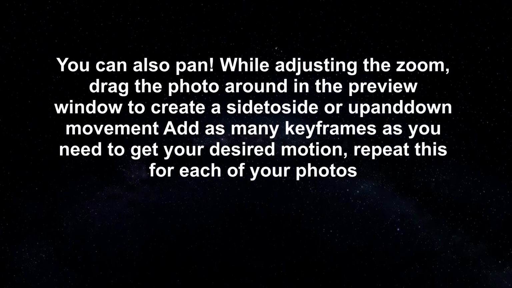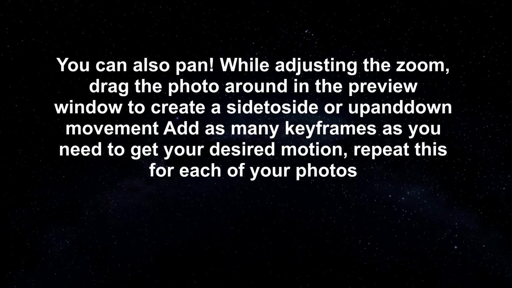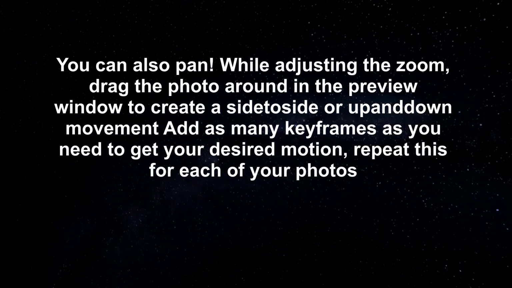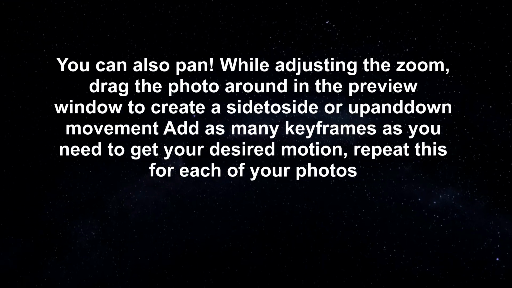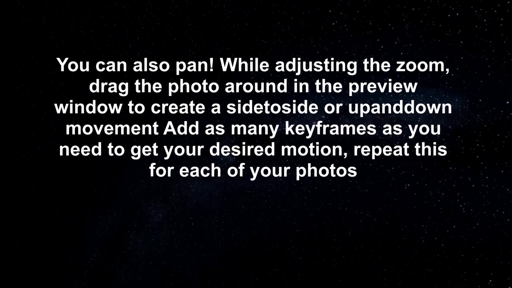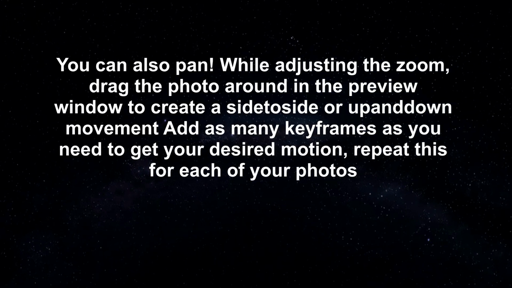You can also pan. While adjusting the zoom, drag the photo around in the preview window to create a side or up and down movement. Add as many keyframes as you need to get your desired motion. Repeat this for each of your photos.